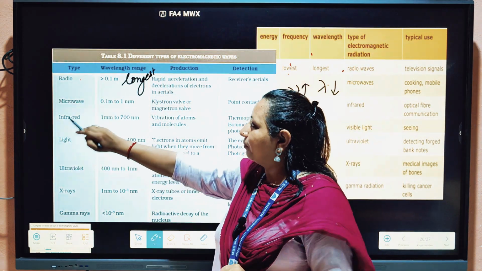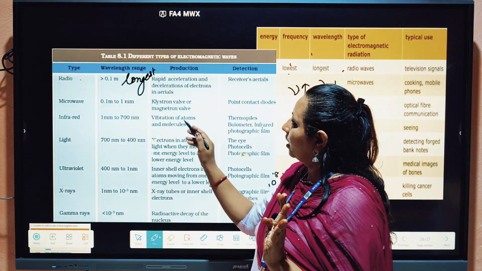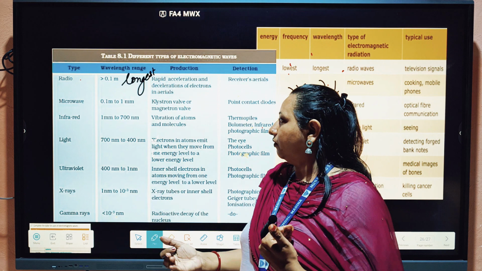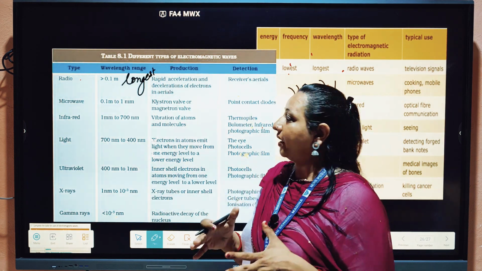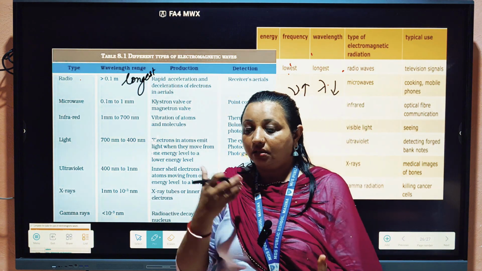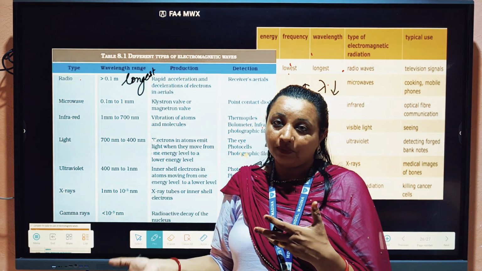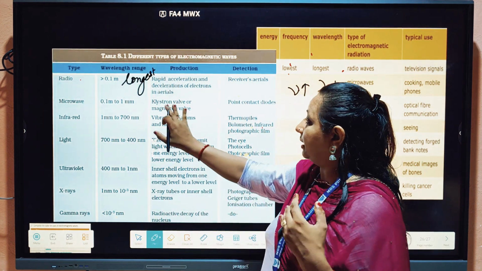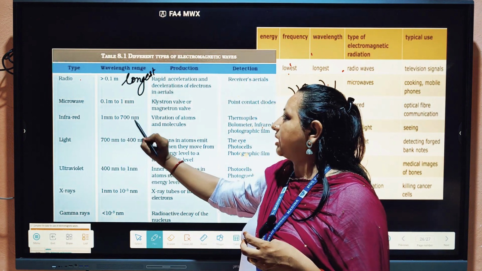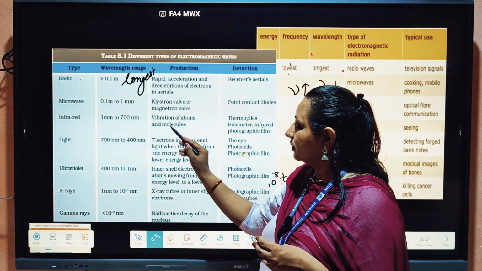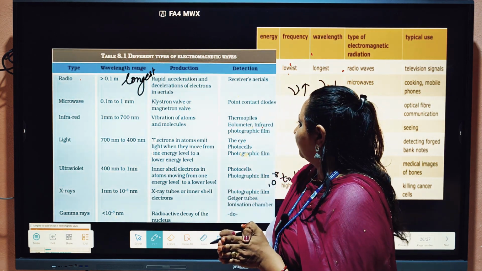Then we have microwaves, their wavelength is 0.1 meter to 1 millimeter. Klystron valve or magnetron valve are used to produce the microwaves. They are produced by heating molecules which are continuously in random motion. Then we have infrared, 1 mm to 700 nanometer. By vibration of the atoms and molecules, infrared is produced.